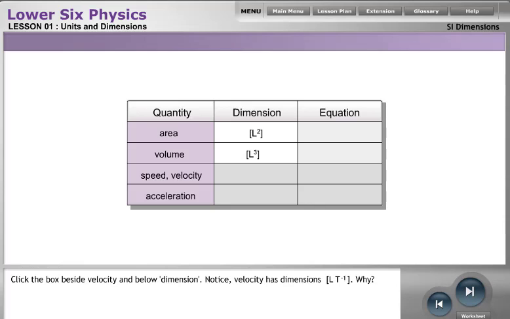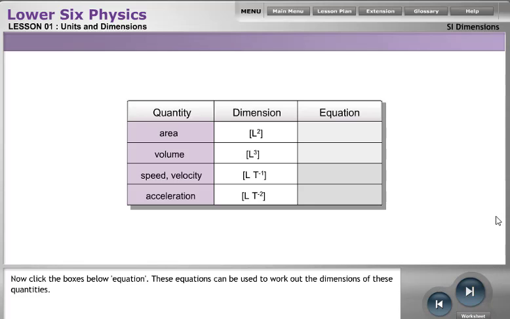Click the box beside velocity and below dimension. Notice velocity has dimensions LT to the power of -1. Why? Answer: because velocity is calculated by dividing distance by time. What are the dimensions of acceleration? Click the box beside acceleration and below dimension to check your answer.